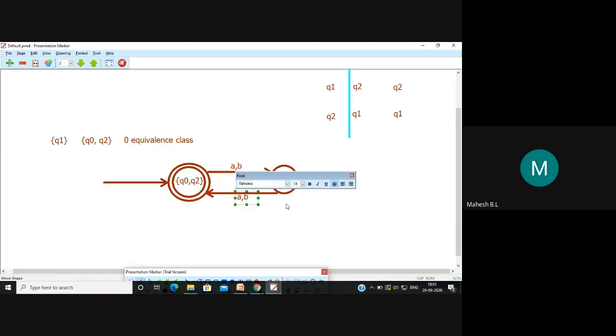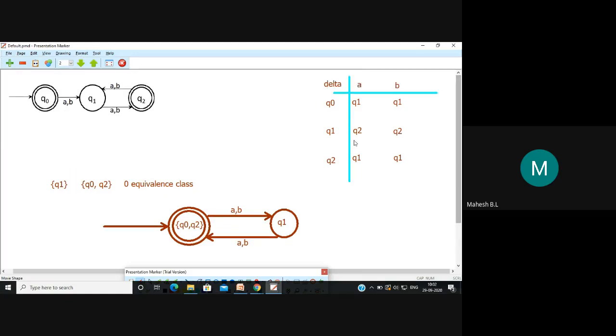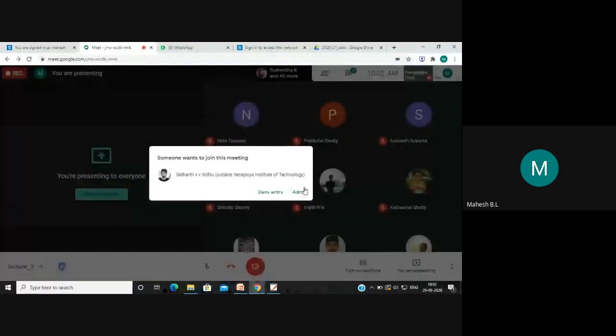As you can see from the table, Q1 on A is Q2 as well as on B also Q2. So this is the state in which Q2 is present. That's why from Q1 to this particular state. So this is the minimized DFSM where you have only two states. In the given DFSM there were three states, but in the minimized DFSM only two states are there. This is how we are going to minimize.